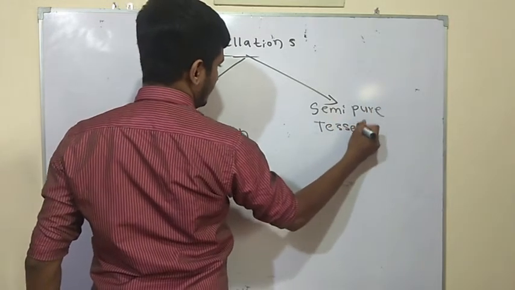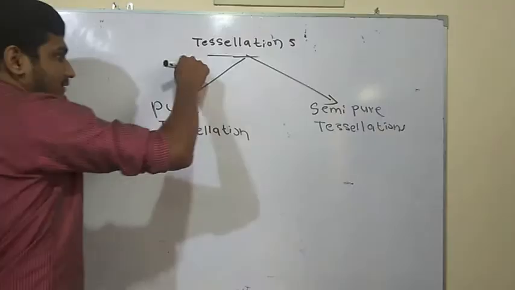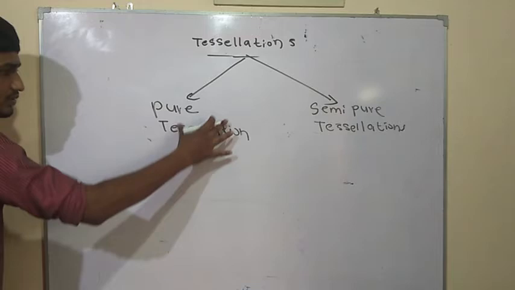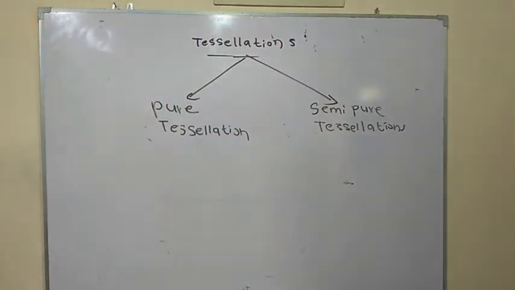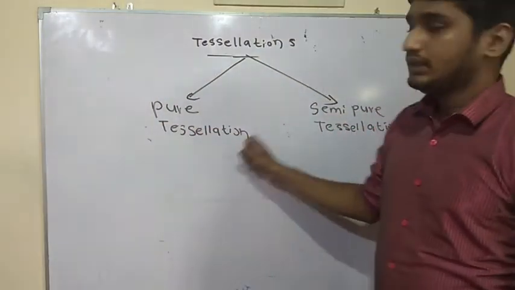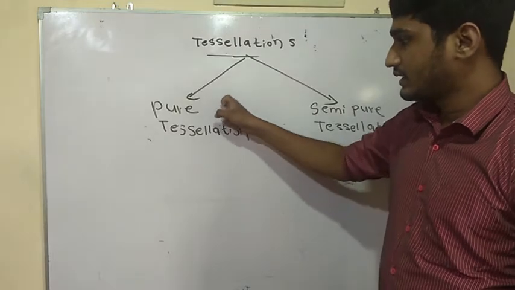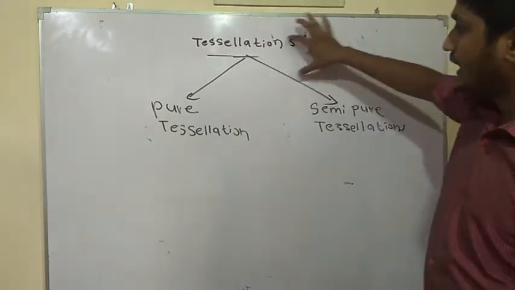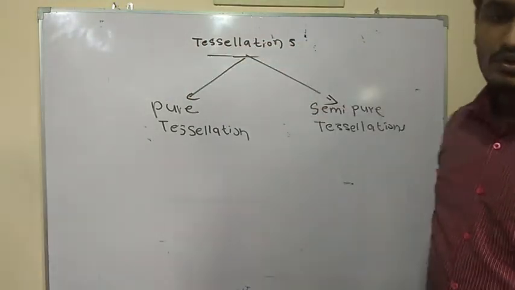So now, in the middle of the book, write the topic tessellations and divide it into two equal parts. One is known as pure tessellation. The other one is known as semi-pure tessellation. There are two kinds of tessellations we are going to learn. So write the word tessellation and divide it into two parts: one is pure tessellation, the other is semi-pure tessellation.